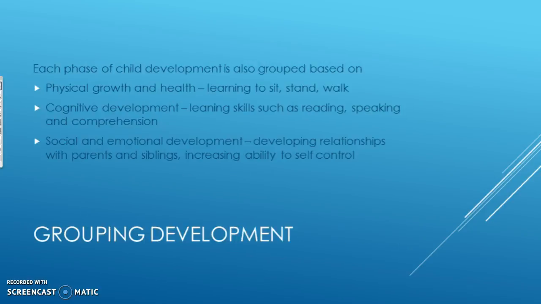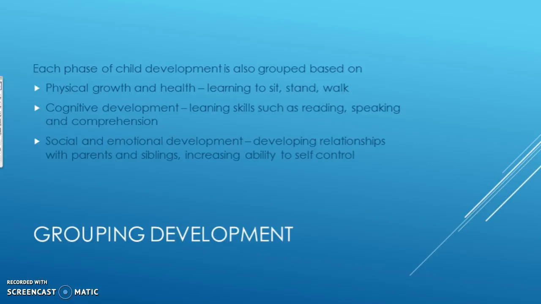When we look at development, in addition to looking at age, we're also going to be looking at specific pieces of that development. So things like their physical growth, which is obviously things like sitting, standing, walking, that kind of stuff. And that's probably the most obvious thing, right? We see them growing. We see them getting larger and moving around.